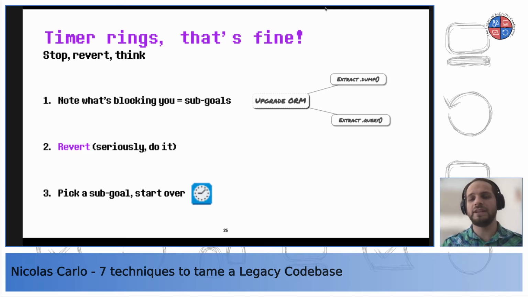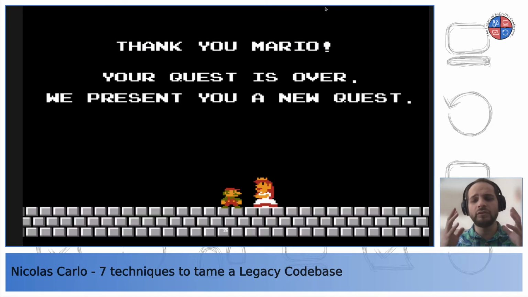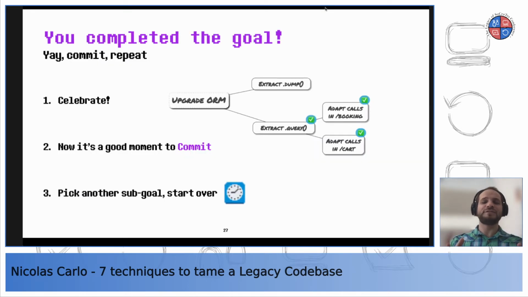So you pick one of the leaves and you try again. And eventually you will reach a goal that you can achieve within 5 minutes because it's so easy. So when you reach that state, first you will get your dopamine shot of, oh, I did something, and you can commit. So committing more often will ensure that your commit contains like 5 minutes of work max.